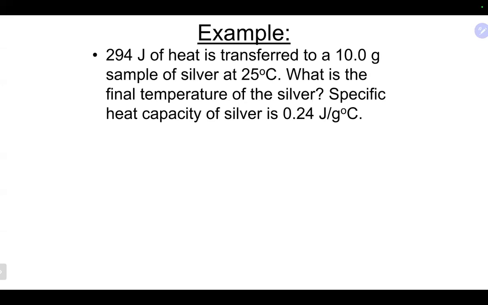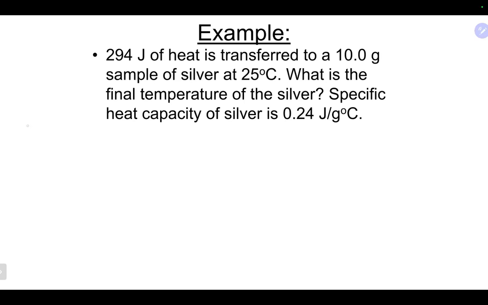So why don't we try this one? 294 joules of heat is transferred to a 10-gram sample of silver at 25 degrees Celsius. What will be the final temperature of silver if the specific heat capacity for silver is 0.24? So take a couple of minutes to find the final temperature in degrees Celsius.